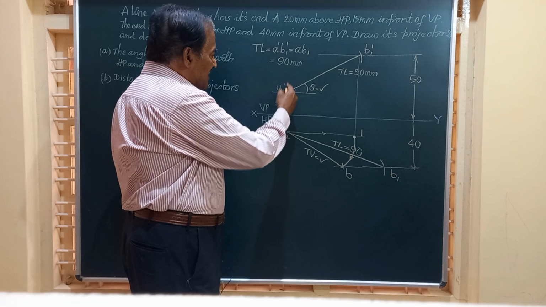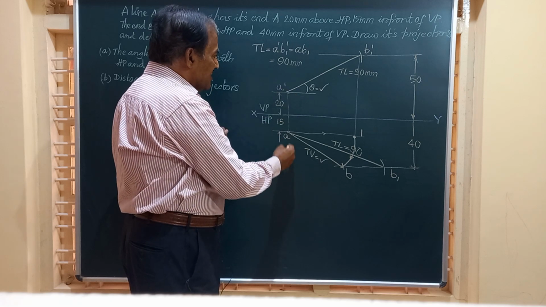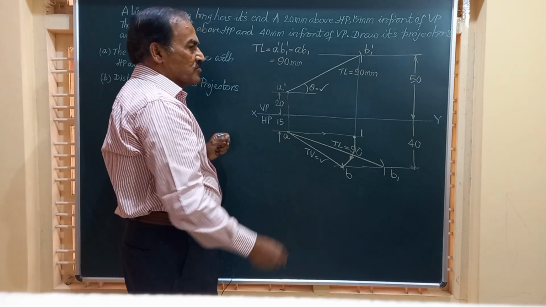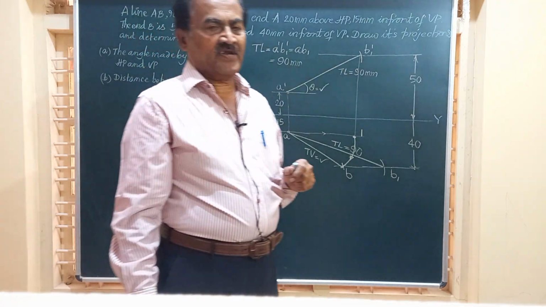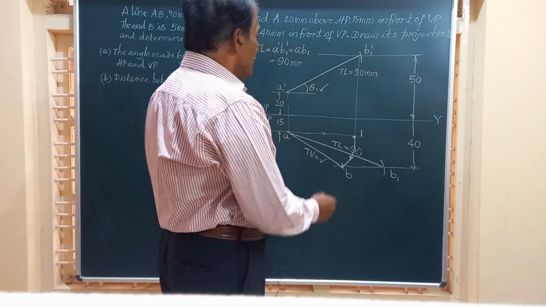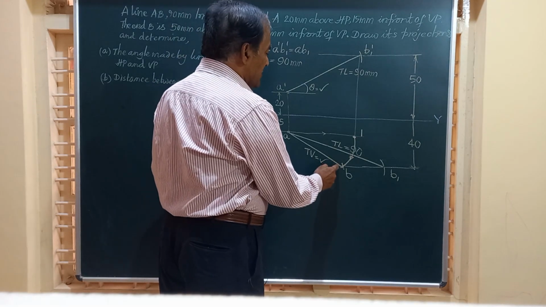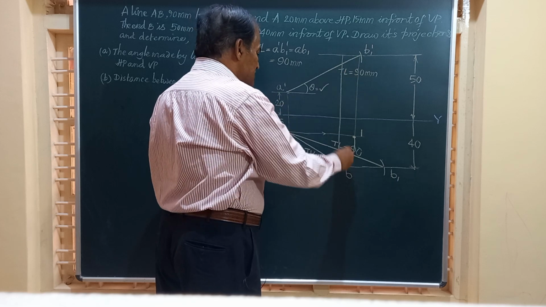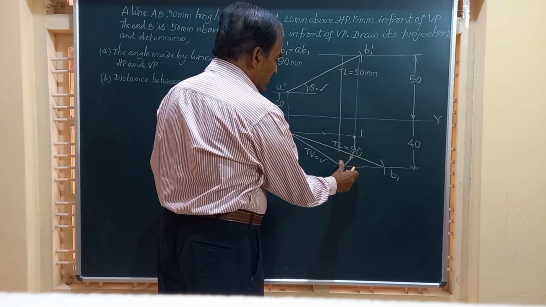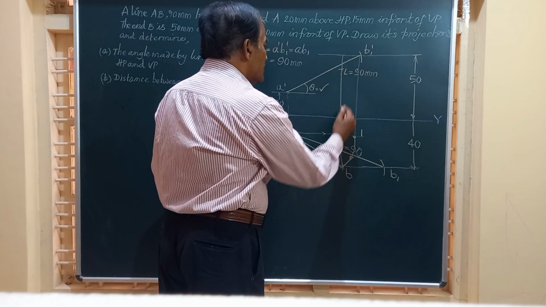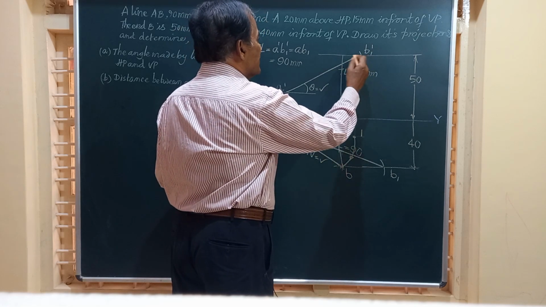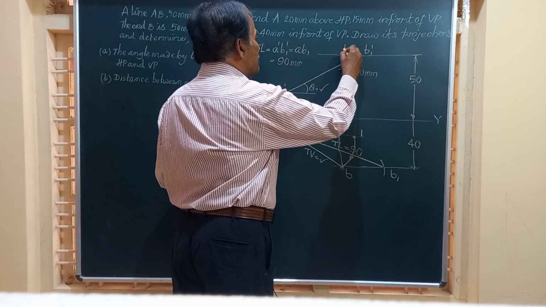Friends, you observed here, this end A, the front view of the end A and the top view, they lie on the same vertical line, that is A dash A line, and this is one of the end projectors. Friends, on the same line, we have got the end B, and we can draw a vertical line through this point to meet the locus of the end B in the front view at point B dash.